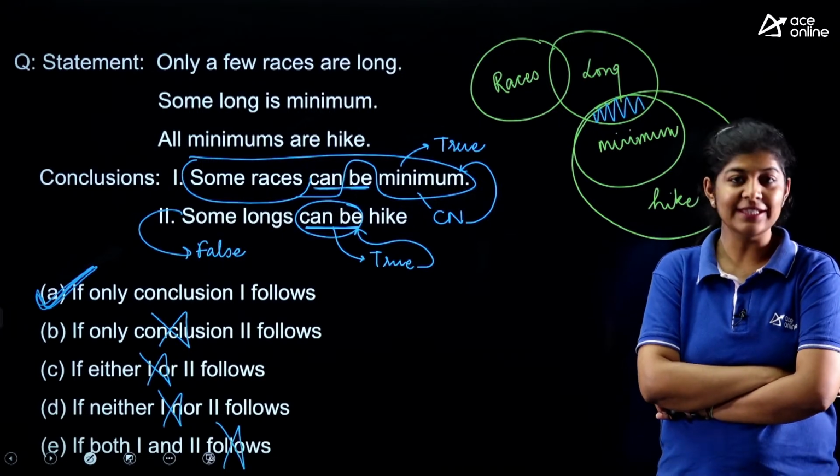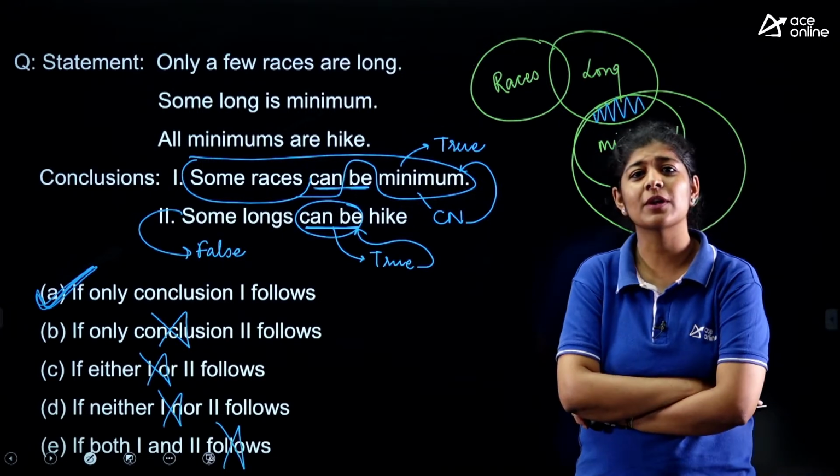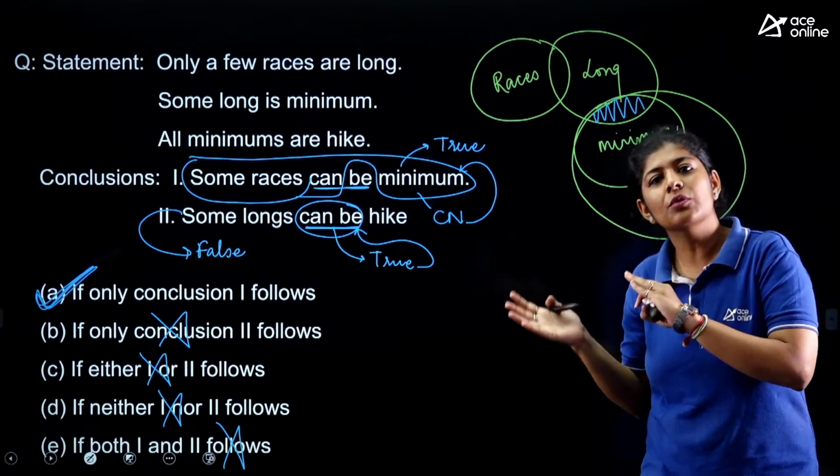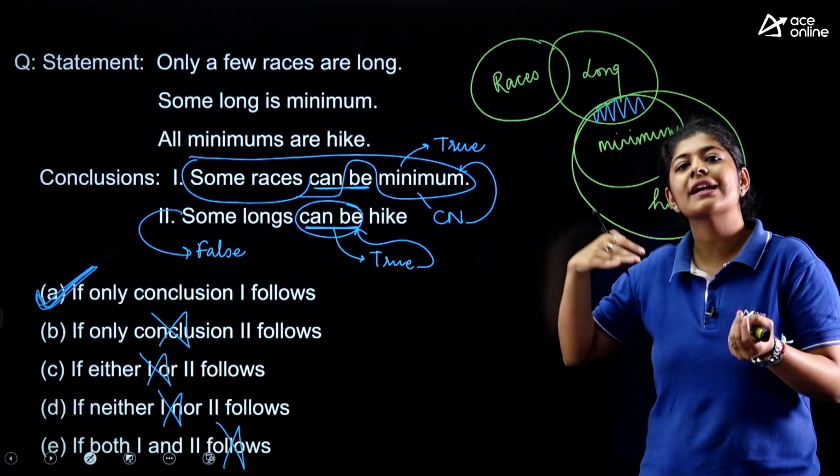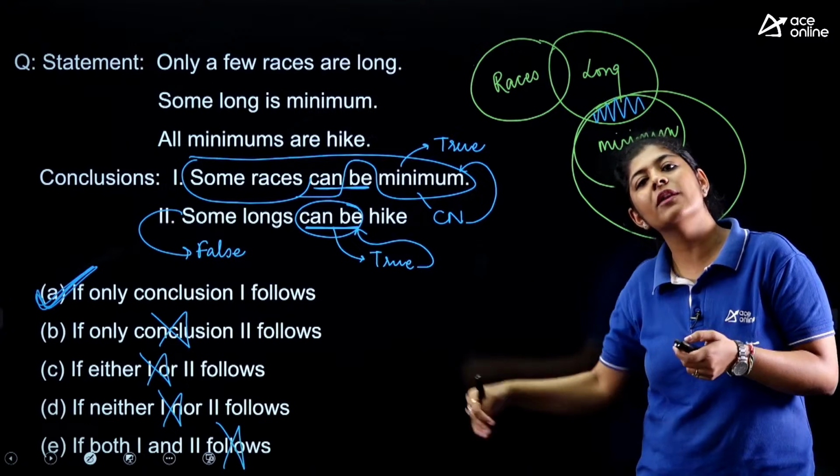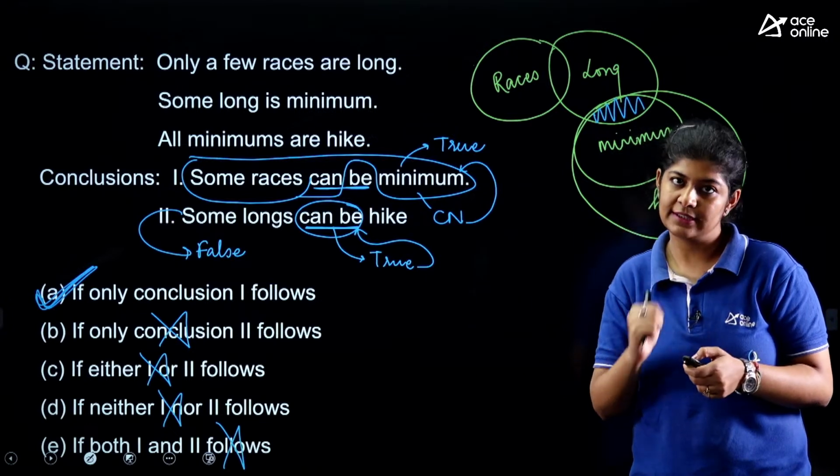Yes, the second one is false because whenever we are having a true or false conclusion in the possibility case, it is always considered as false. Clear? Next.